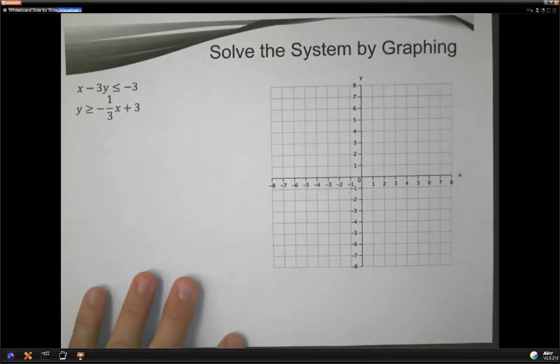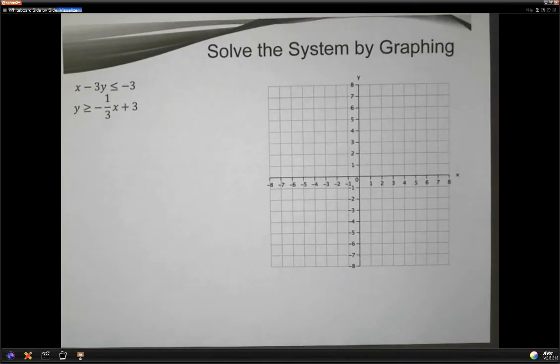All right, let's go ahead and try one of those on your own. Given one where you have one in standard form and one in slope-intercept form, give it a shot.